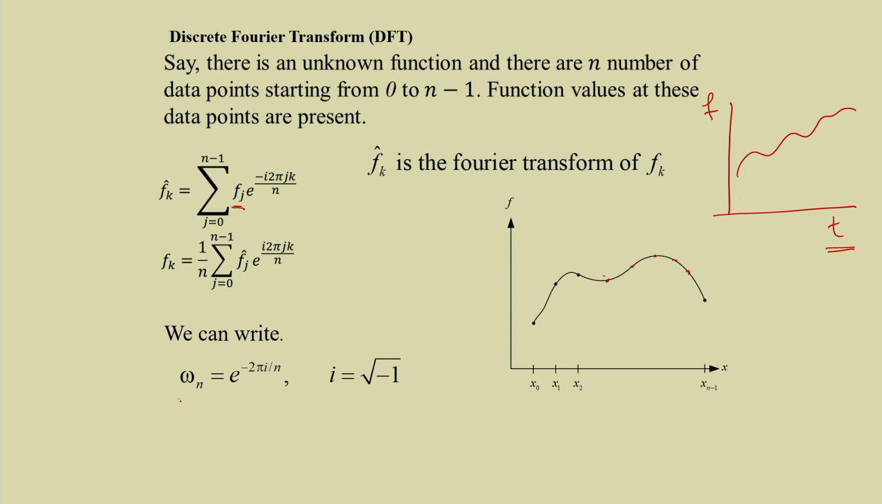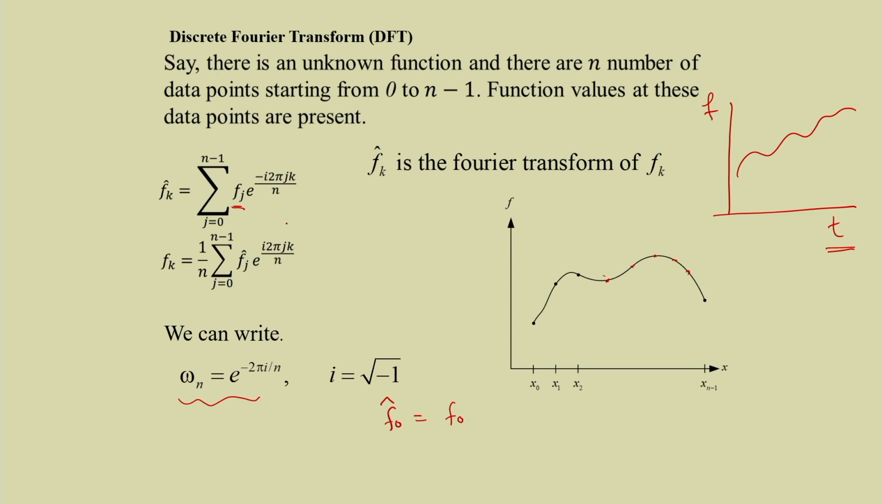If we take omega n equal to e to the power minus 2 i pi by n, where i equal to root over minus 1, then we can write this transform f k cap and f j. For example, let k equal to 0, so let us find f 0 cap. Now j is starting from 0, so this is f 0.